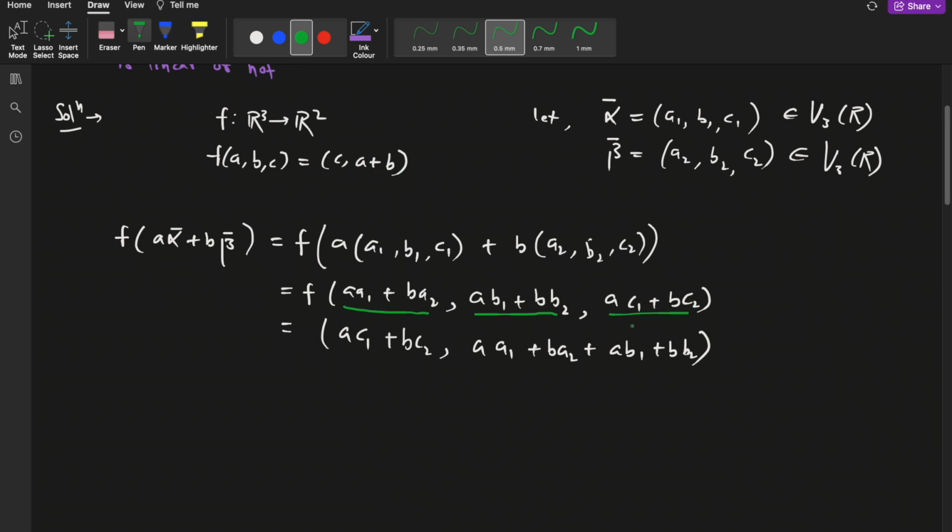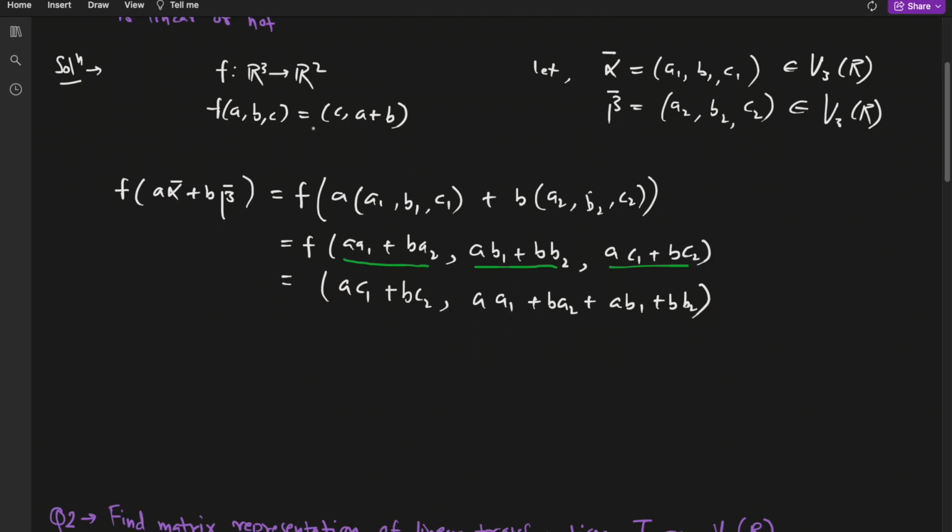So this entire thing is C, so I have taken this in front, and this entire thing is A, this entire thing is B. Then I simply added them, right? It is given in the question itself that f of A, B, C is nothing but C comma A plus B, so I just used that transformation, I mean basically that mapping.